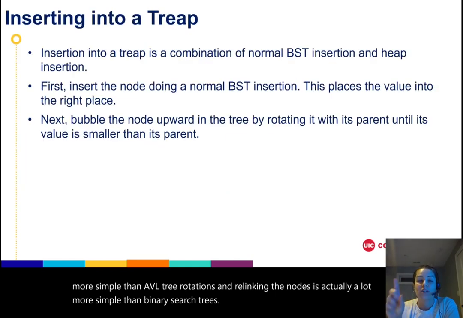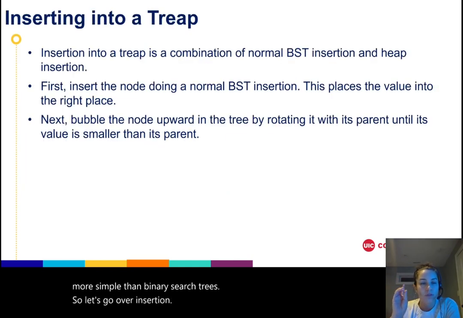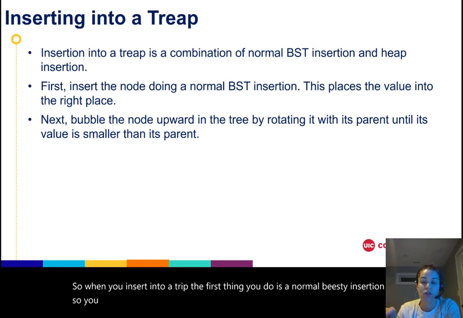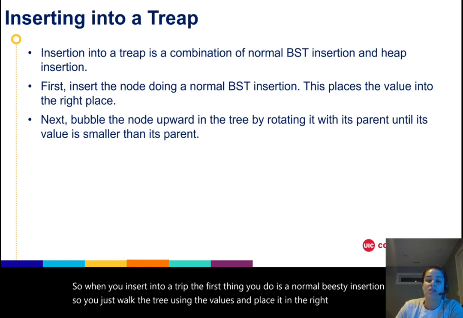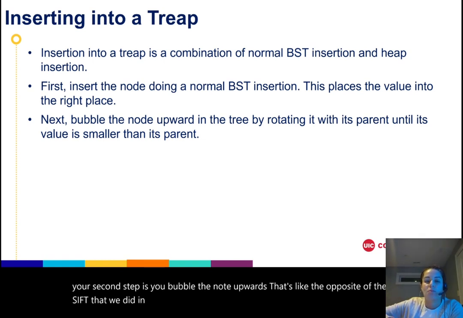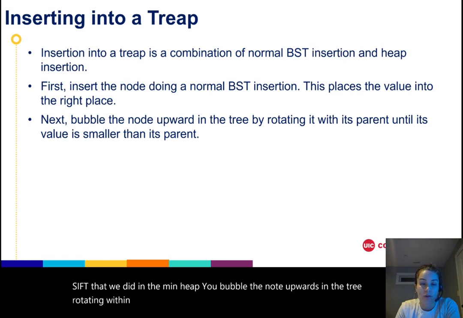So let's go over insertion. When you insert into a Treap, the first thing you do is a normal BST insertion. So you just walk the tree using the values and place it in the right place. And then your second step is you bubble the node upwards. That's like the opposite of the sift that we did in the min heap. You bubble the node upwards in the tree, rotating with its parent until its value is smaller than its parent.